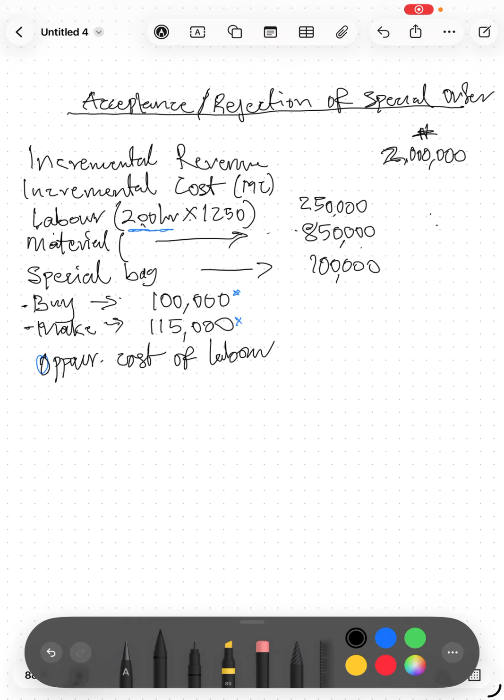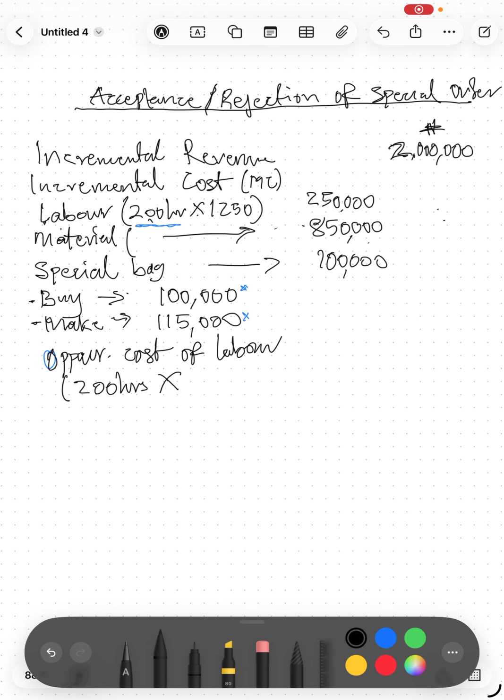This is the opportunity cost for these 200 hours, so it will be 200 hours times the contribution lost per hour for coming to produce this. We have 2,500, so that gives us 500,000.